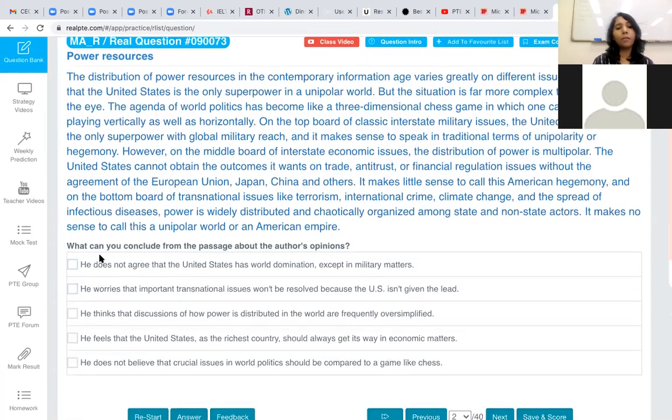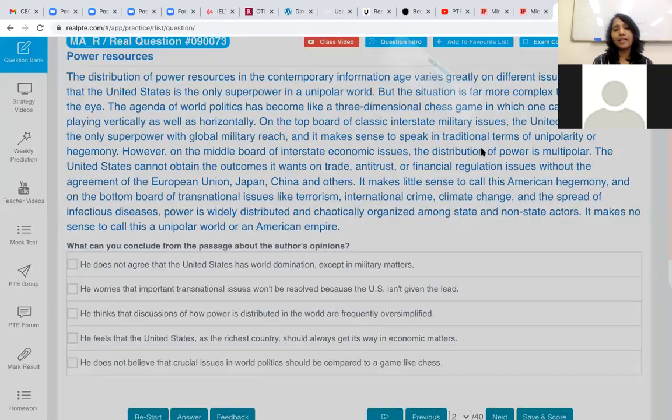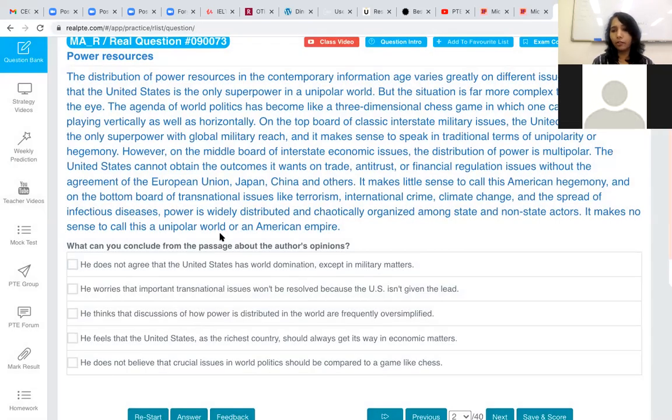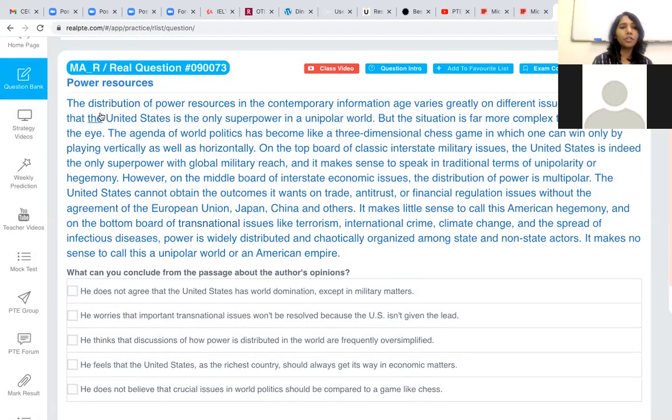So let's read the option. What can you conclude from the passage? The answer is usually found in the first and last sentences if it's asking about the conclusion or the summary of things. Okay, so we skim through the passage.